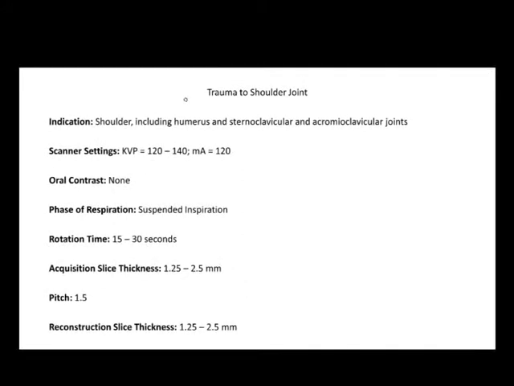Okay, this is trauma to the shoulder joint. Anytime that you might have some abnormalities to potentially the glenoid fossa, the humeral head, a fracture just below that, or even the scapula or the clavicle, can all be attributed to this because they all comprise the shoulder joint. And so this includes the sternoclavicular and the acromioclavicular joints as well.